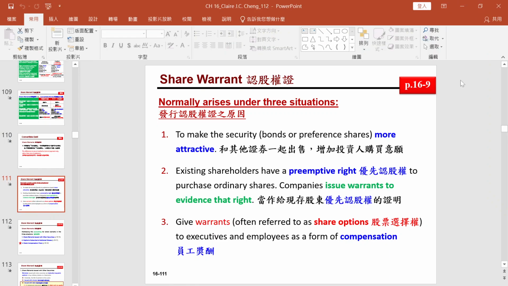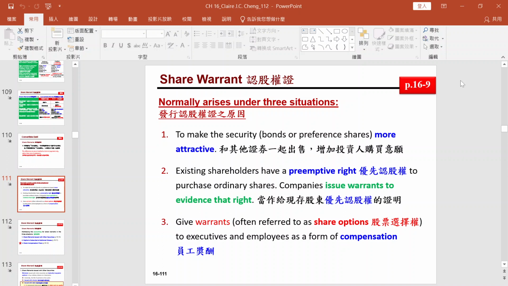Okay, so for this chapter, we've done convertibles 转换权. Also, last week we mentioned share warrants 认股权证. So for share warrants 认股权证 on your slide 111, we've mentioned three major reasons why we have share warrants, right?